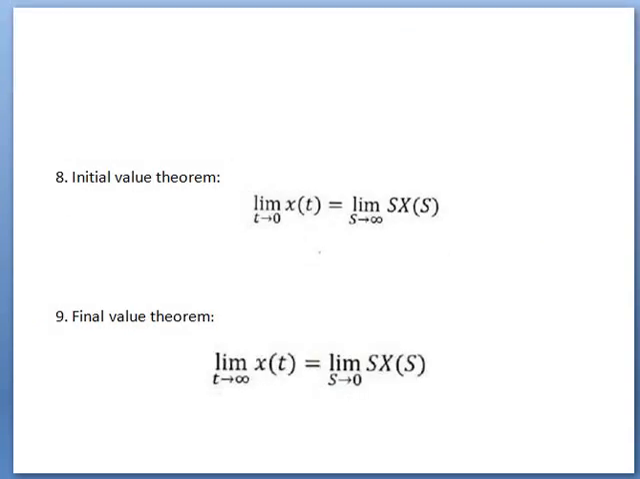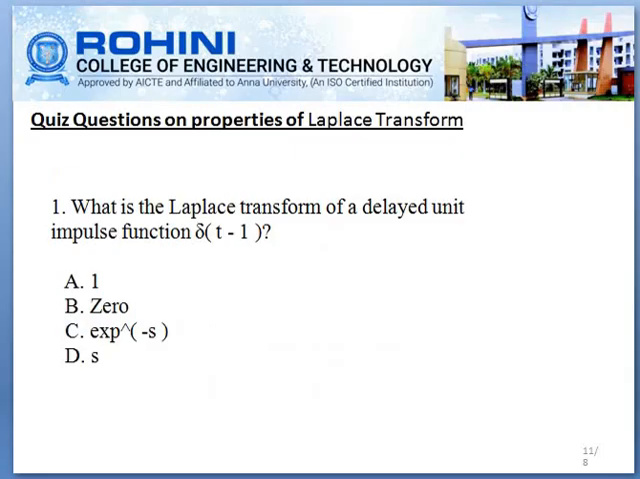Initial value theorem. Limit t to 0 x of t equal to limit s to infinity s into X of s. Final value theorem. Limit t to infinity x of t equal to limit s to 0 s into X of s.